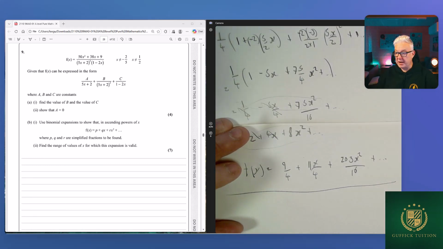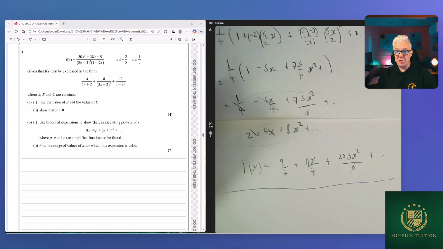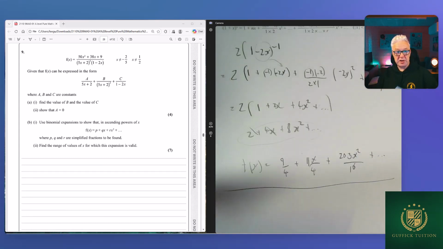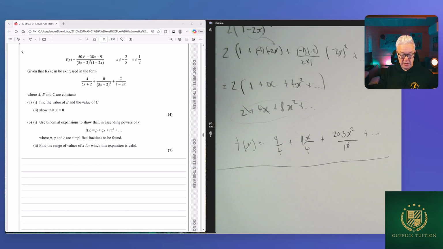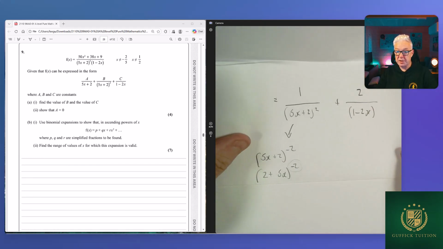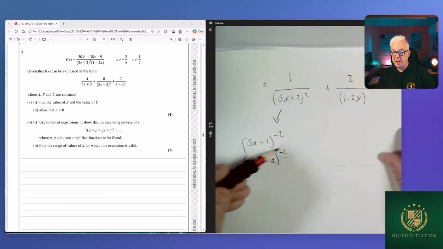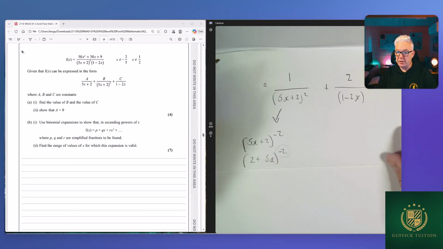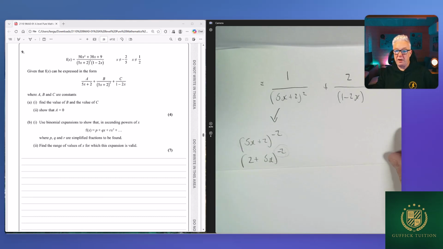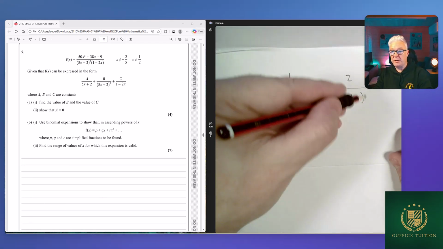Now it says find the range of values for which this expansion is valid. Now this bit always causes confusion with students. So let's have just a little think about this, okay? So we'll notice that our two expressions that we got from part A was these two here. Now let's think about what range of values that they are valid for, okay? Sorry, the two we got was this one and this one.